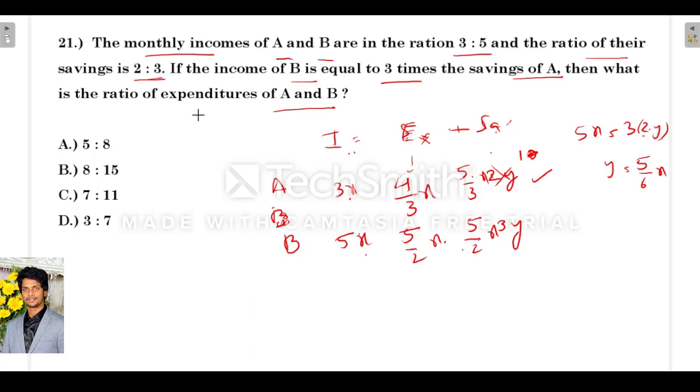So they are asking the ratio of expenditures of A and B. So 4 by 3 is to 5 by 2. So multiply both sides with 6. If we multiply both sides with 6, 2 fours mean 8 is to 3, 5 into 3 is 15. So 8 is to 15 will be our answer.